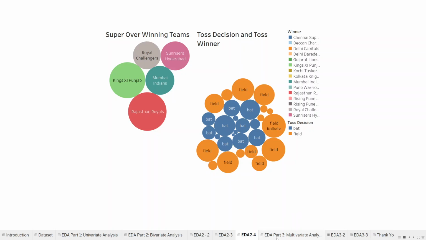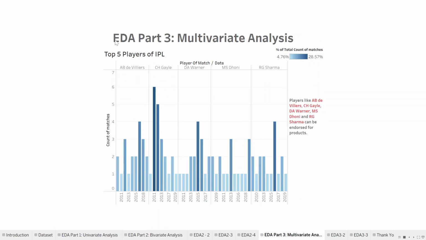Now coming to the third part of my presentation, it is the exploratory data analysis part 3, where we will be doing multivariate analysis, meaning more than two variables will be involved. So here I will be analyzing the player of the match. So the top five players of the IPL are analyzed here. Those top five players are AB de Villiers, Chris Gayle, and then DA Warner, MS Dhoni, RG Sharma, and they can definitely be suggested for endorsement towards certain products because they are the top five players.